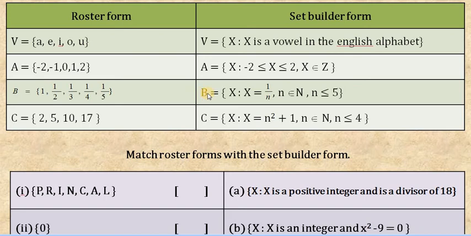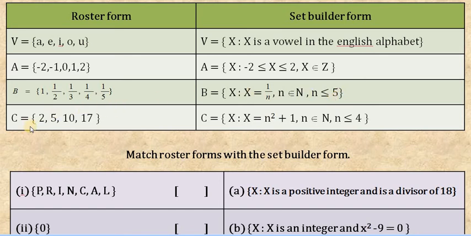So B is equal to the set of all x such that x is equal to 1 by n, comma n is a natural number, means n belongs to N and n less than or equal to 5. Or sometimes it is written as n less than 6. So it will also be a right one.